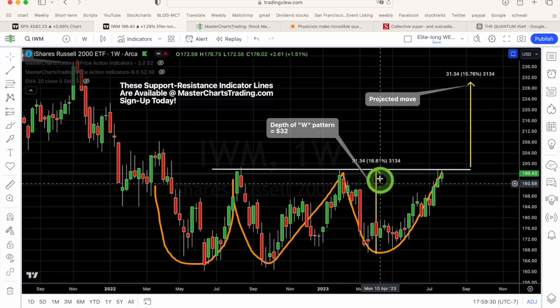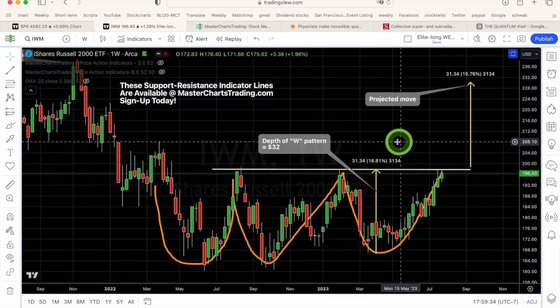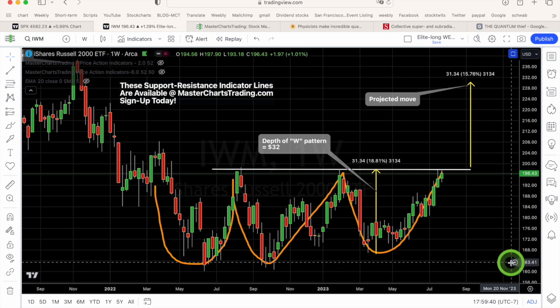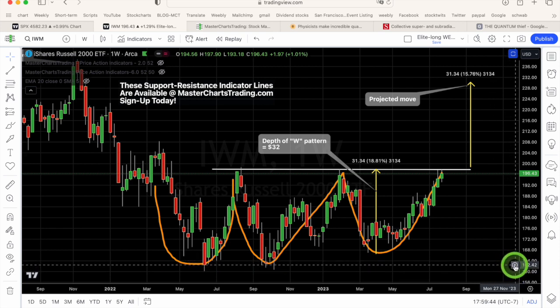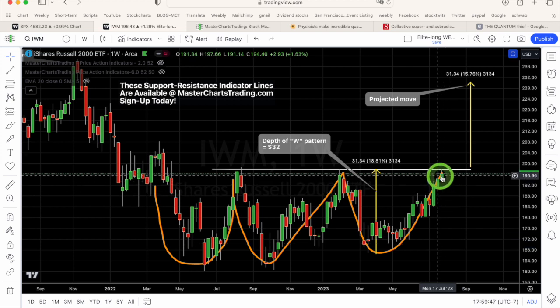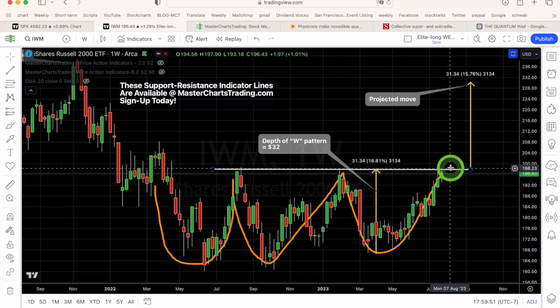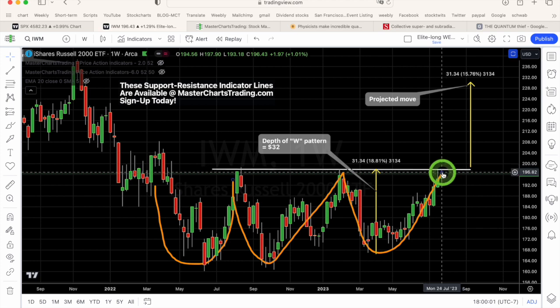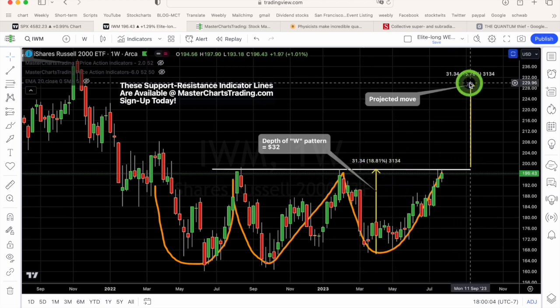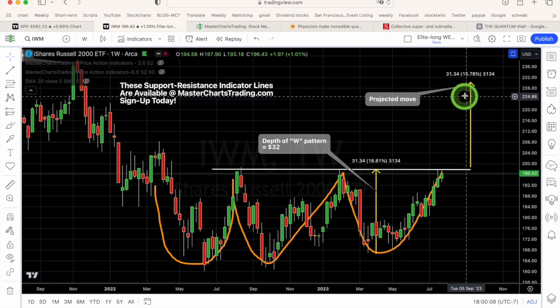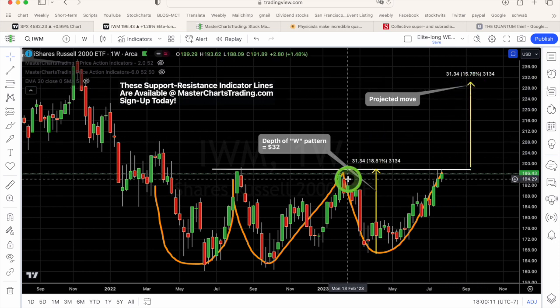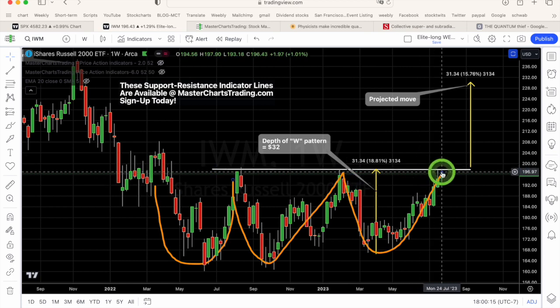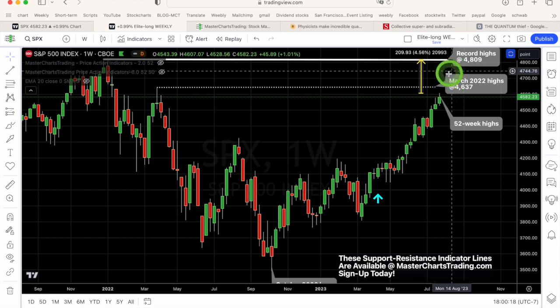The depth of this pattern is around $31. This is IWM, small caps. Current price is about 196. The depth of this pattern is around $31, so the bottom is like $160. Normally, when we see a breakout above the previous highs, which could happen as early as next week if nothing terrible geopolitical happens, that would imply a projected move of the depth of this pattern, around $30 higher. So we're looking at a significant move higher for small caps. Notice the small caps are definitely underperforming. These are 52-week highs. Notice for the S&P 500 we're approaching all-time highs.